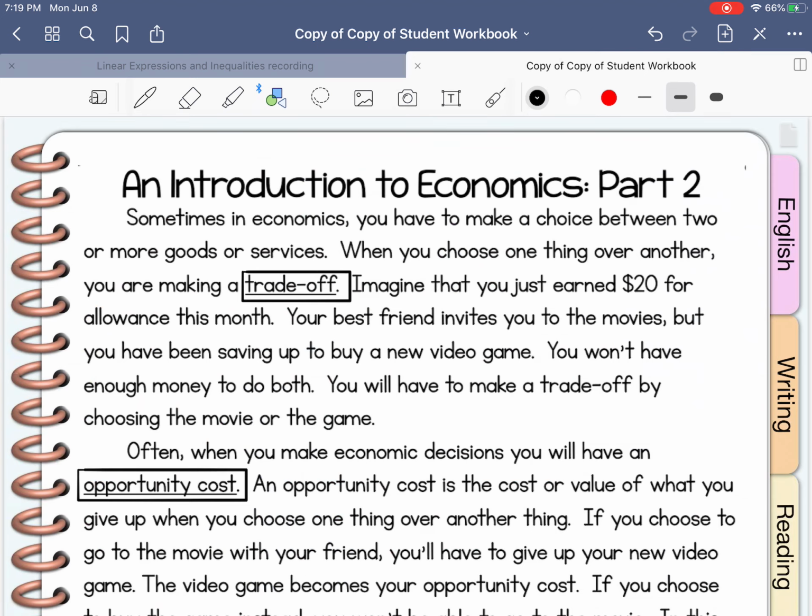Sometimes in economics you have to make a choice between two or more goods or services. When you choose one thing over another, you are making a trade-off. Imagine that you just earned $20 for allowance this month. Your best friend invites you to the movies, but you have been saving up to buy a new video game. You won't have enough money to do both. You will have to make a trade-off by choosing the movie or the game.